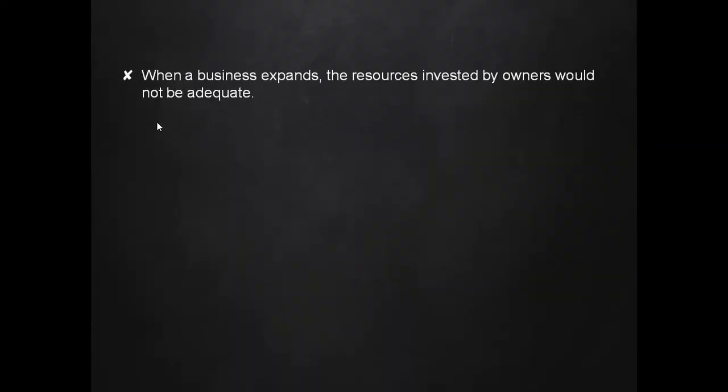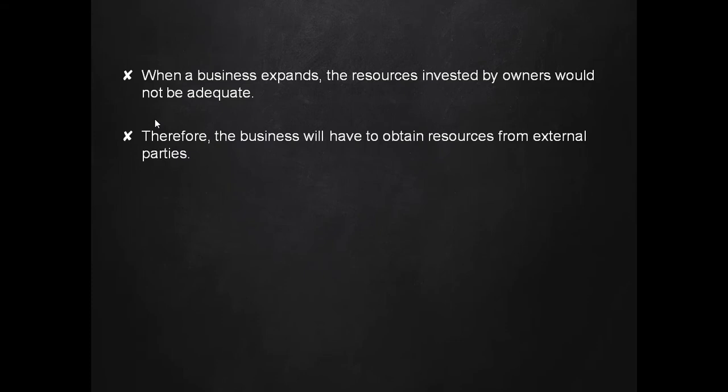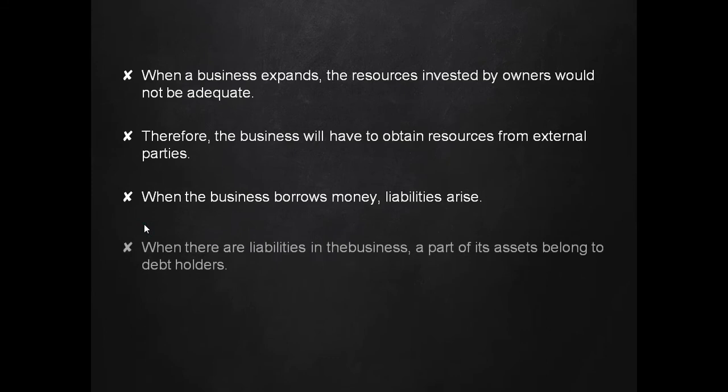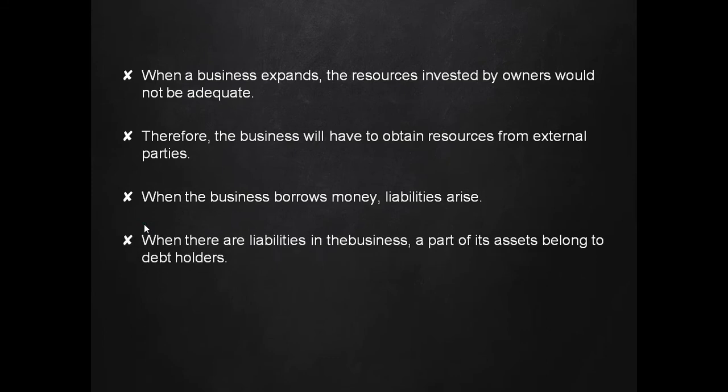When a business expands, the resources invested by owners would not be adequate. Therefore, the business will have to obtain resources from external parties. When the business borrows money, liabilities arise. External parties means you can borrow from others. When there are liabilities in the business, a part of its assets belongs to debt holders. The remaining assets belong to owners.